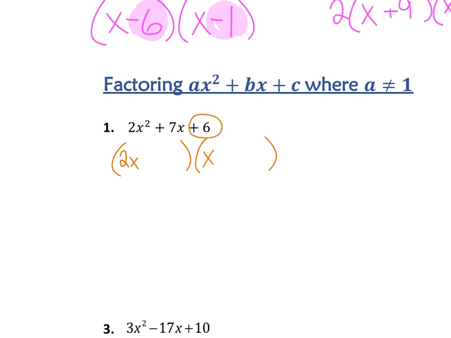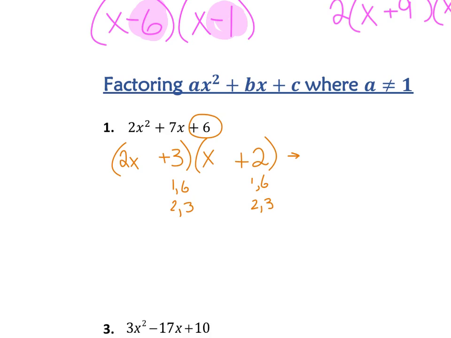Now, to get 6, we have a combination of 1s and 6s, right? So this could be a 1 and 6, this could be a 1 or 6, and 2s and 3s. And so then you have to think to yourself, where would you put the 2, where would you put the 3, so that they will add up when you do your outer and inner, the 2 and the 3, to add up to 7.